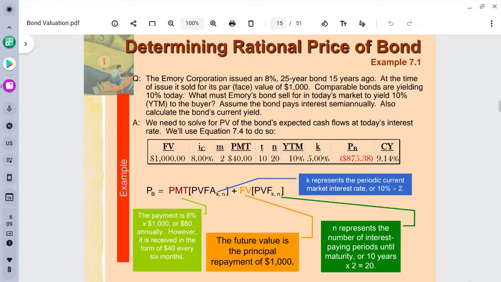Alrighty. So at the time, the prevailing market rate was 8%, and that was the only way you could sell at par value. Now, the comparable bonds are yielding 10% today. What does that mean? I said yesterday there are three ways they say it, instead of saying directly this is the discount rate. One of them is the prevailing rate is 10%. Second, comparable bonds or similar bonds are yielding 10% today.